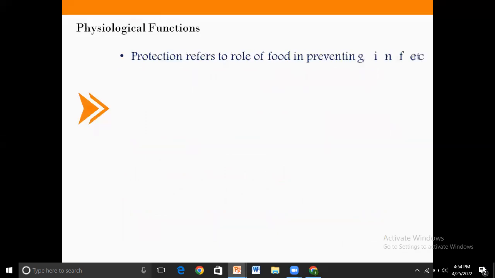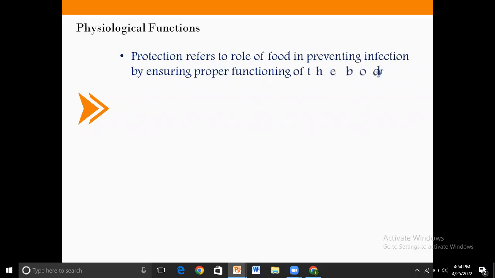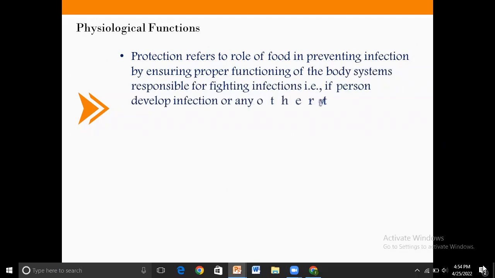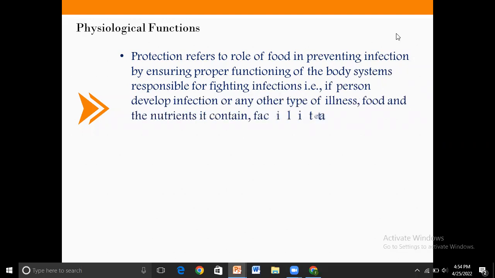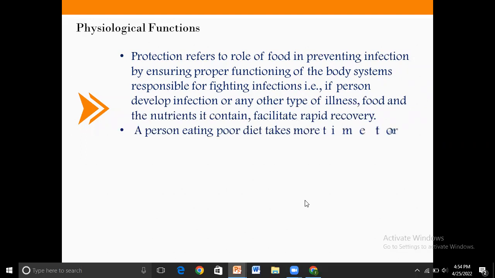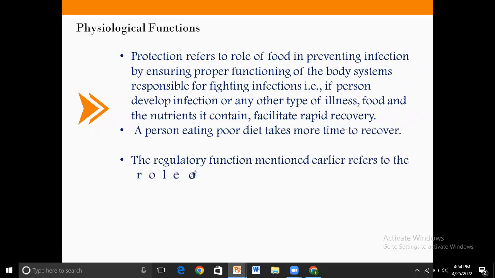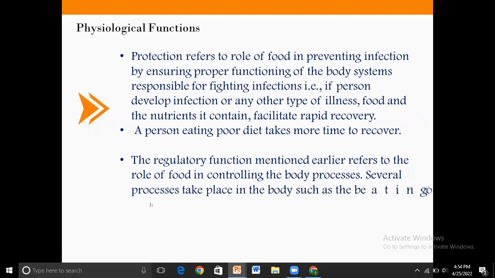Then protective functions. Fighting infections or diseases is also a very important role of food. A person eating a poor diet will have poor immunity, and they'll take more time to recover than a person who is healthy.